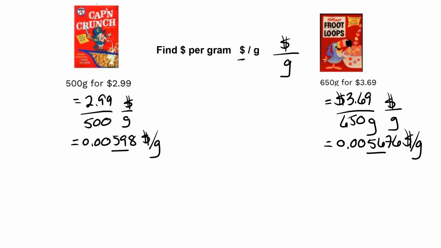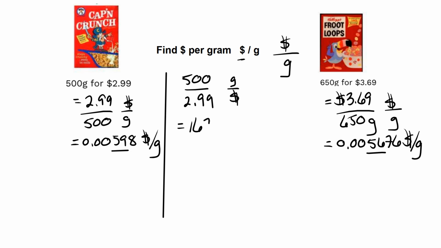You can also do the unit rate with the numbers reversed. So let's look at how that could work. We can say that you get 500 grams for every $2.99 that you spend. So in this case, we're doing grams per dollar. The way you're going to know whether you've got the right answer is if you're getting more grams for every dollar that you spend. So in this case, we can divide that out and we get 167.22 grams per dollar. So we get about 167 grams of cereal for every dollar that we spend.